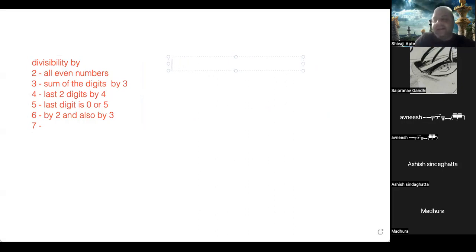First you take the alternating sum of groups of 3 digits. What do I mean? Give some large number. Madhura, give me some large number. 64,387. Okay, starting from the right, you form 3-digit groups. So here it is 64 and 387. Now you say 387 minus 64.